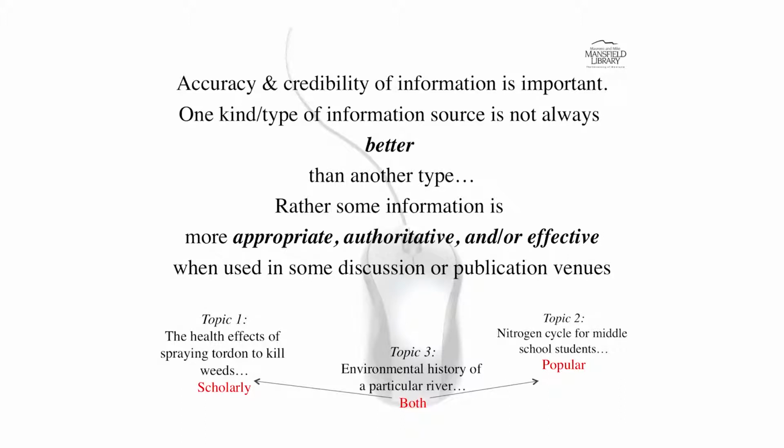So to summarize, often you are looking for peer-reviewed research results for university science courses, but most important of all for information is the accuracy, credibility, and whether that particular information source suits your needs. It's not that one kind of information source is always better than another type or kind. It's that some information is more appropriate, authoritative, and or effective when used in different venues. So for university courses, again, science courses in particular, peer-reviewed journal articles are probably the most important source.